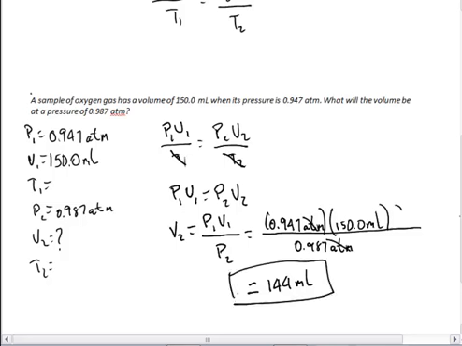Okay, so you see we didn't really care whether we were using Boyle's law or Charles' law or Gay-Lussac's law. By using our combined gas law, it became Boyle's law, but like I say, who cares? We got the answer that we were looking for. We were able to solve for V2.